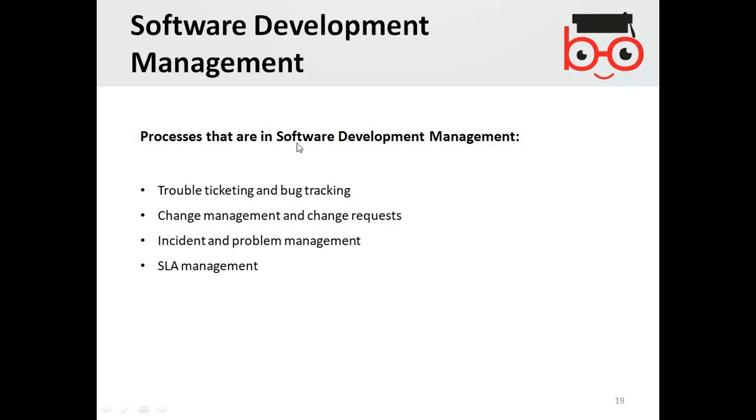Processes in software development management include trouble ticketing and bug tracking. In software development management, probably you must have seen trouble ticketing and bug tracking forums. If you want to report any bug for the software, then the software development team asks you to create a ticket, and then your bug will be tracked.